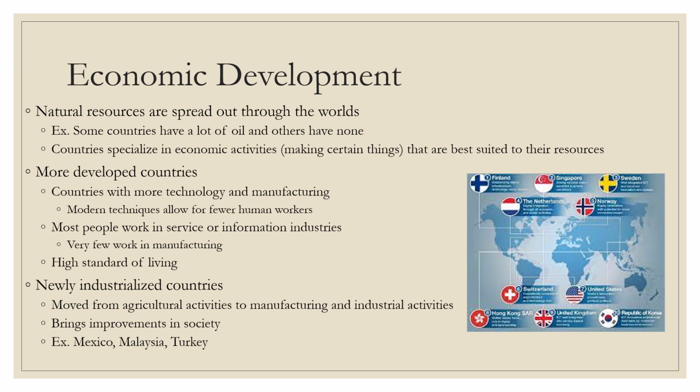We might also have newly industrialized countries. These countries recently switched from agricultural ways to now manufacturing and having factories and making things. And when this happens, there are some small improvements in society. Great examples are Mexico, Malaysia, and Turkey.